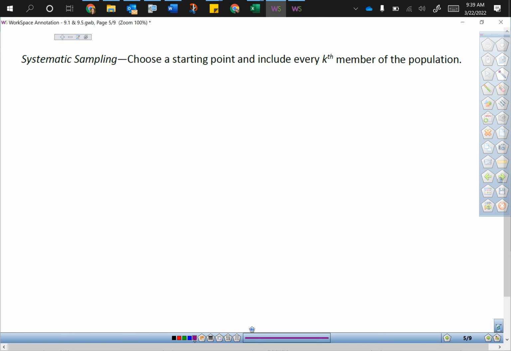That's when you choose a starting point and include every case member of the population. I say K because it depends. So let's say we have some people here. Okay, so I've got 1, 2, 3, let's draw our little stick people here, 4, 5, 6, 7, 8, 9. So I've got 9 people here, right?